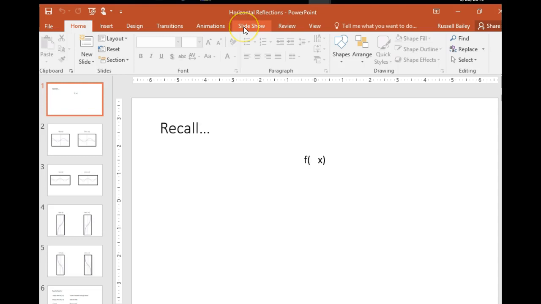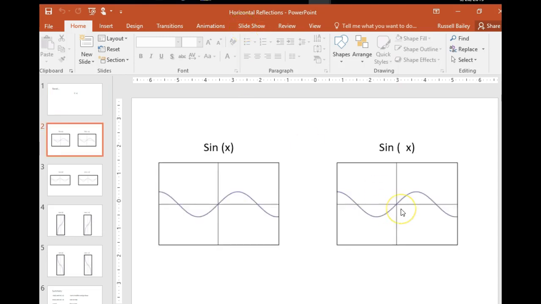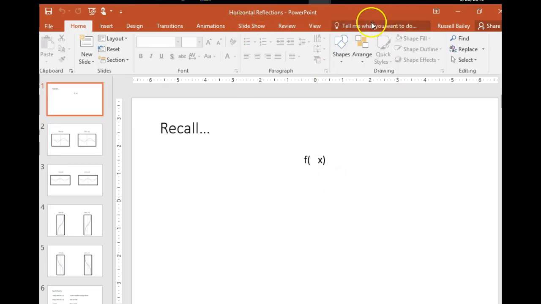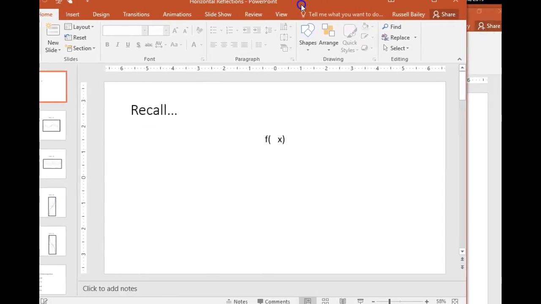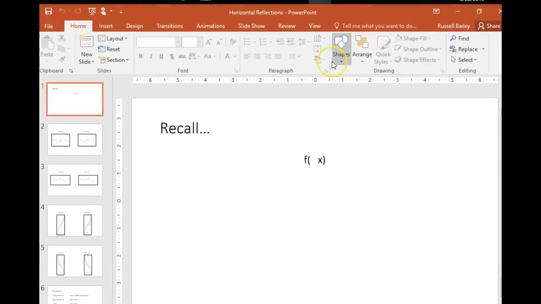I'm going to leave this in the non-presentation view because I need to be able to manipulate things. But do you guys remember what? We know that this reflects it, right? Flips it upside down. What does that do? Flips it horizontally. Okay? It flips it horizontally.